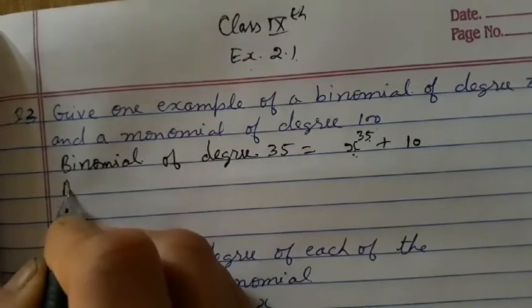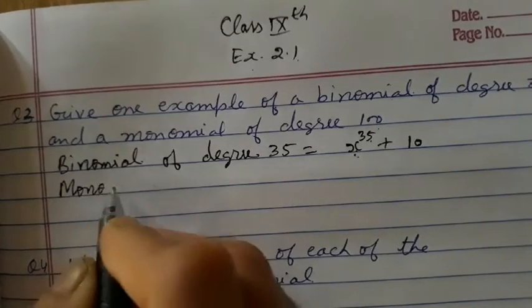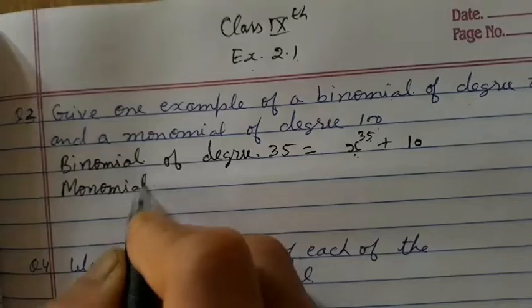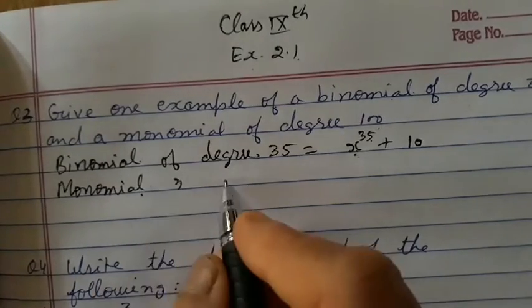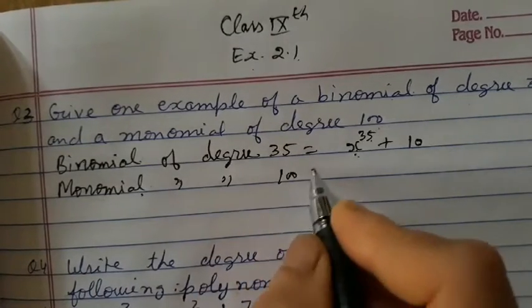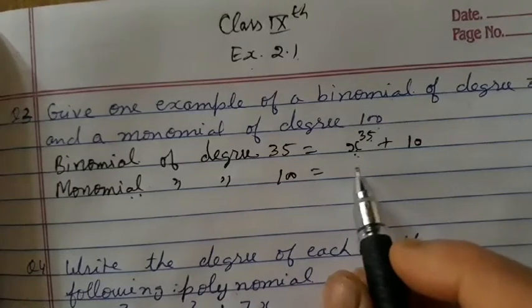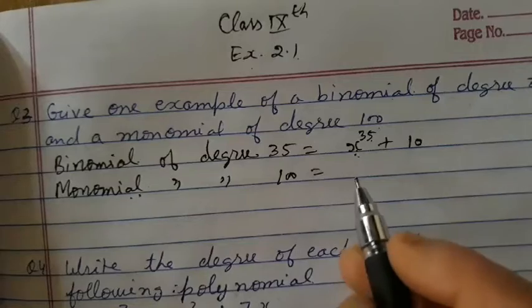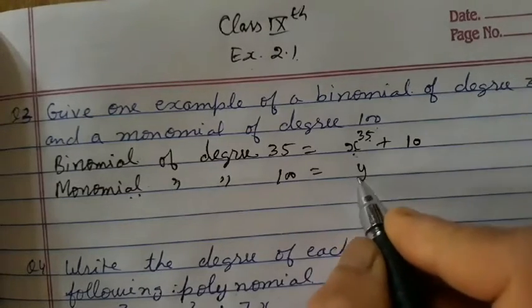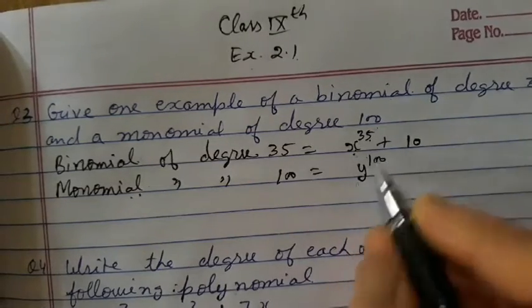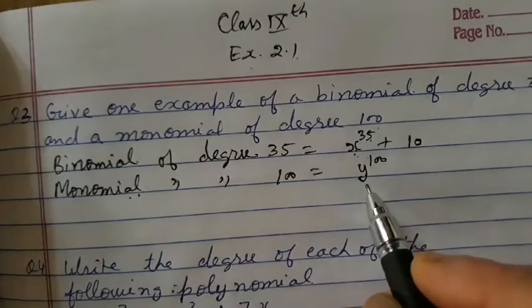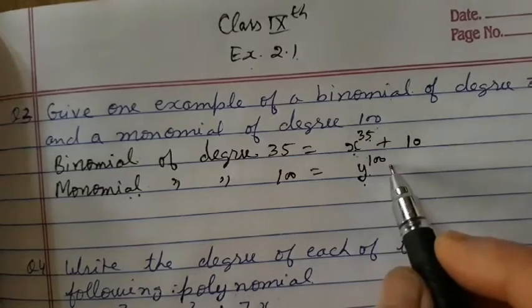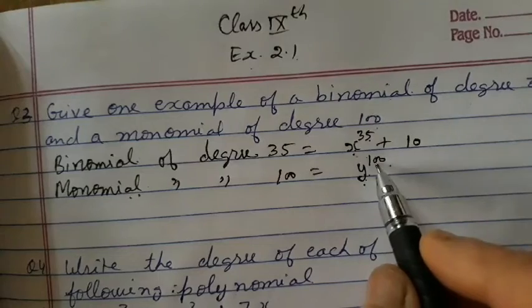Now we will write here monomial, monomial of degree 100. Monomial means one term. The algebraic expression which has only one term is called the monomial. Here we will write y raised to power 100. You can take any variable y, z, a, b, c which has the power 100.